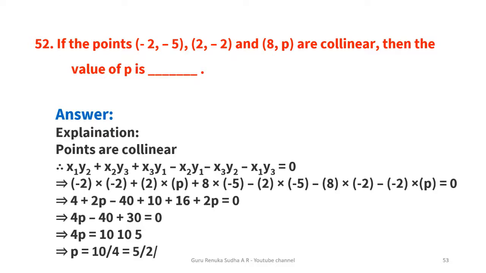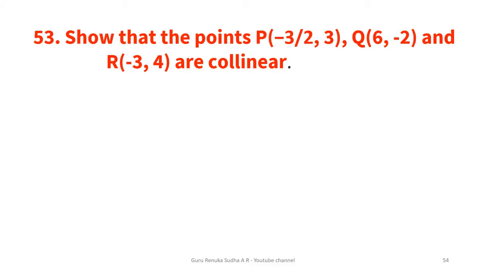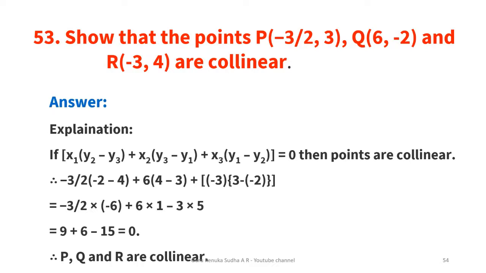Okay, 53rd question. They are asking you to show that the points P and Q are collinear. So again, here use that one, half of, nothing to worry. Here area of a triangle, half I have cross multiplied, then you will get x1(y2 minus y3) plus x2(y3 minus y1) plus x3(y1 minus y2) is equal to 0. Then substitute the values, you will get the answer that is 0. If your answer is 0, you can say that the points are collinear. They are all lying on the same straight line.